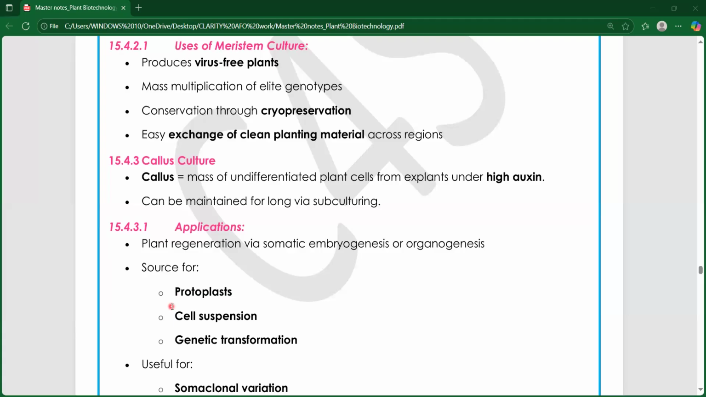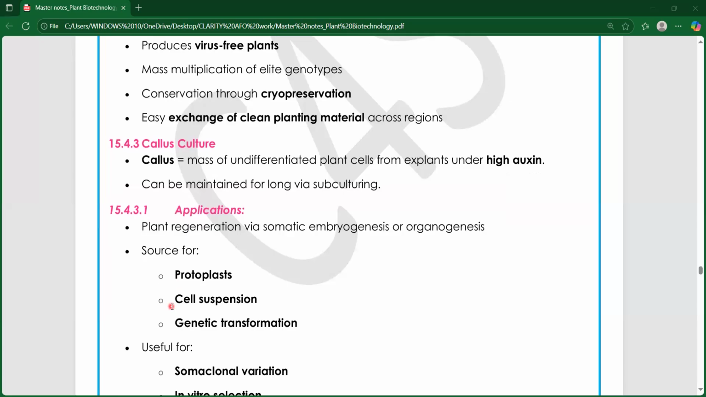In this way, you can further go on to the process of callus culturing. Okay. So, what are the factors which generally affect these kinds of callus culture? The factors can be, first, the type of explant used, which is one of the most prominent factors which affect callus culturing.